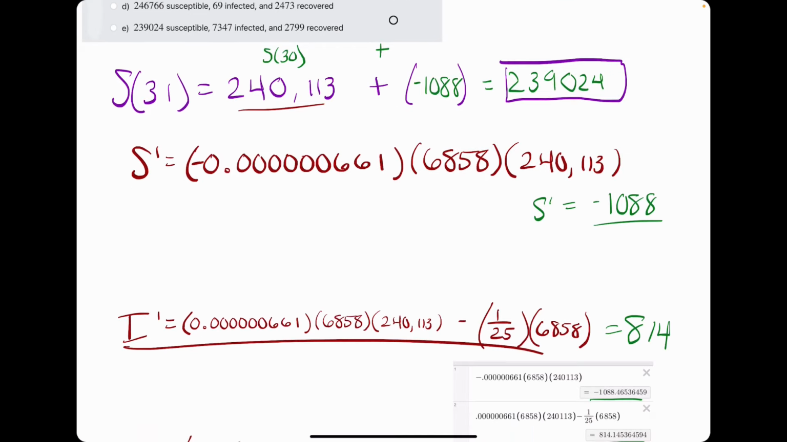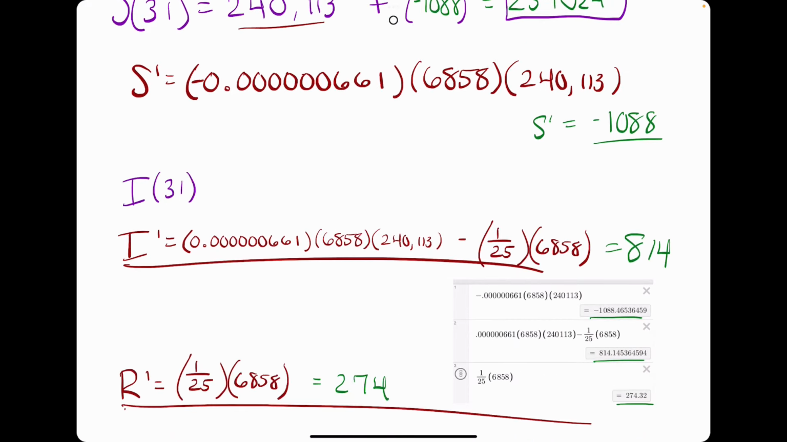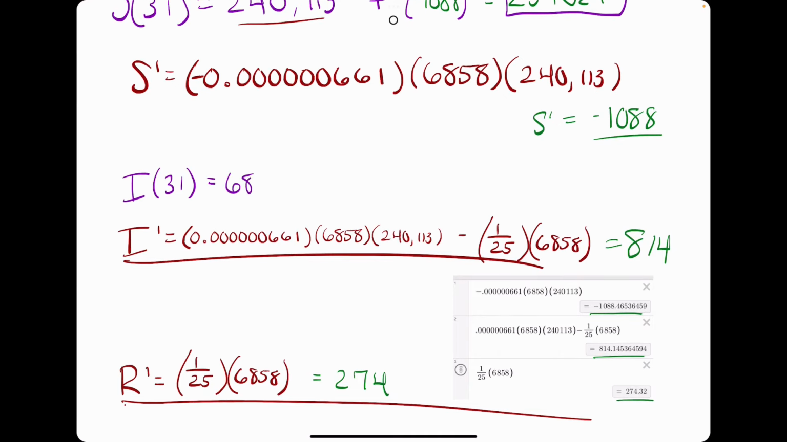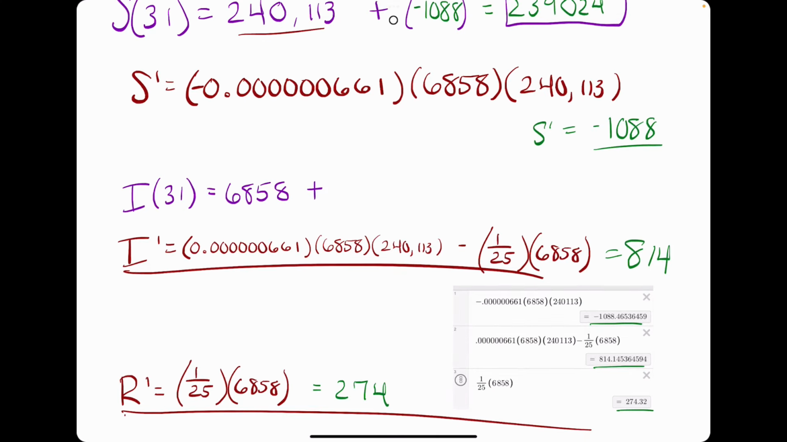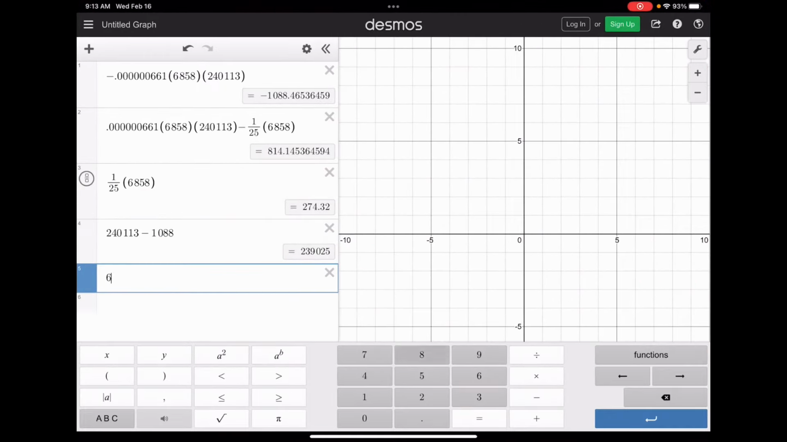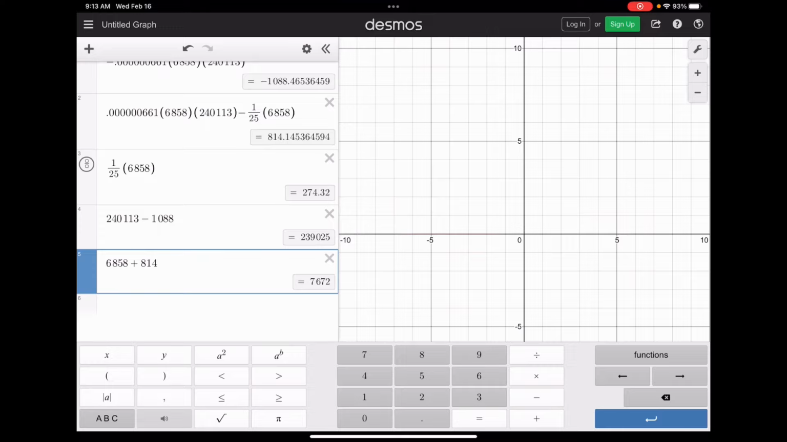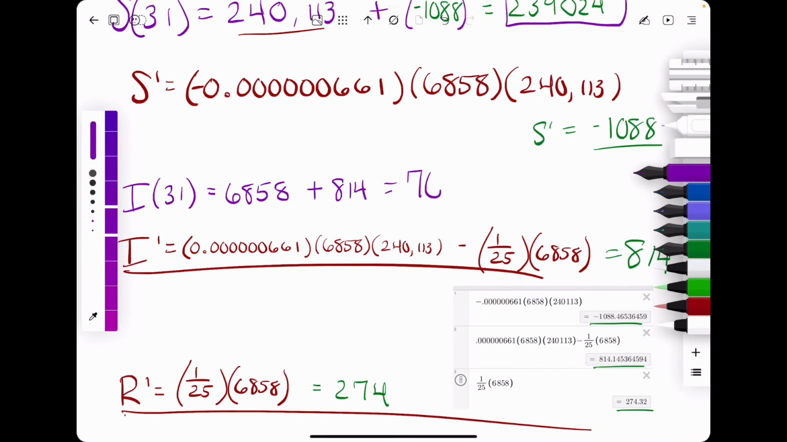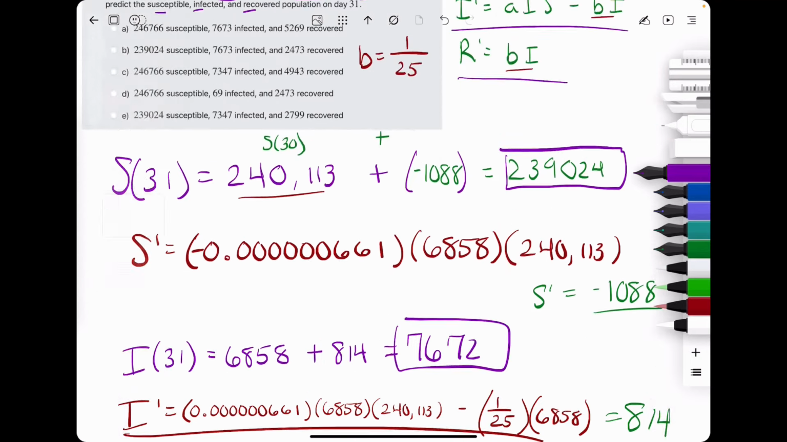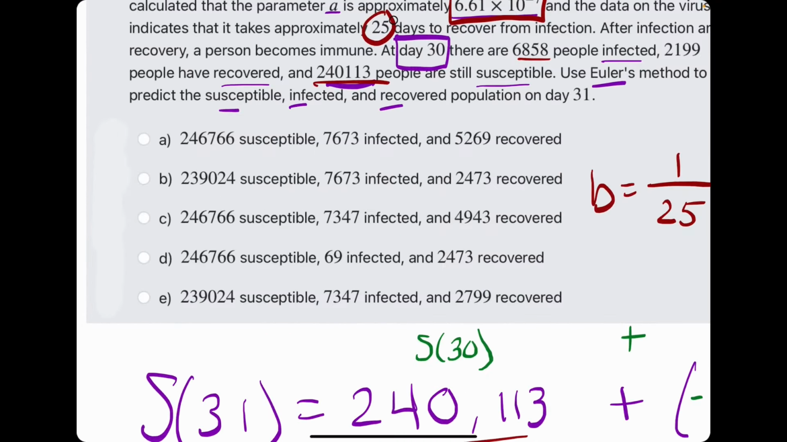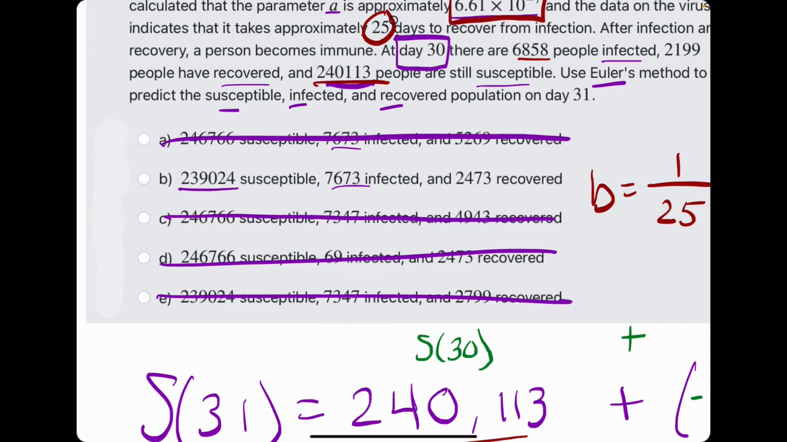So we keep going. I at day 31 will be the initial infected at day 30, so 6858, plus whatever the rate of change in the infected is. So 814, so we add these together. 6858 plus 814, and we get 7672. All right, so can we start narrowing down some answers? 7672, they've rounded up to 73. It's definitely not that, definitely not that, definitely not that. And I think we already got this for the susceptible, so it looks like B might be our answer.